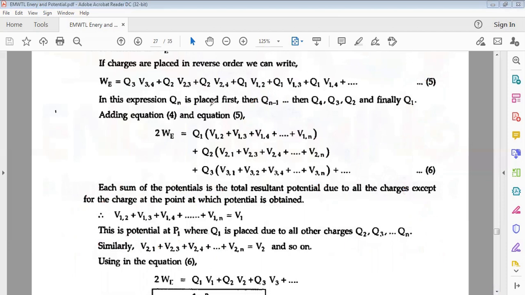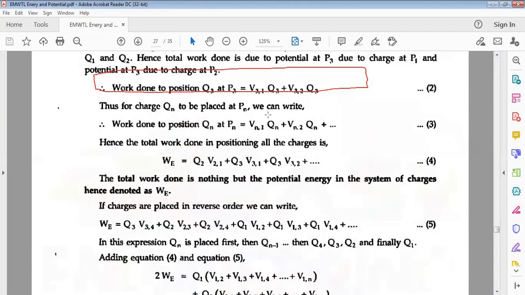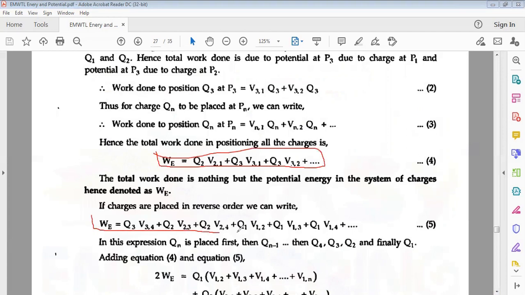WE is equal to. So previously we got the equation WE is equal to. Now in the reverse order and forward order, WE is equal to Q2 V21 plus Q3 V31, Q3 V32. So add these two equations, in the reverse order and the forward order. On the left-hand side, W plus W is equal to 2WE.